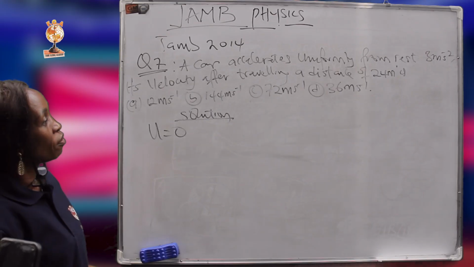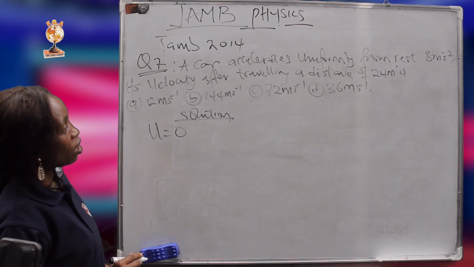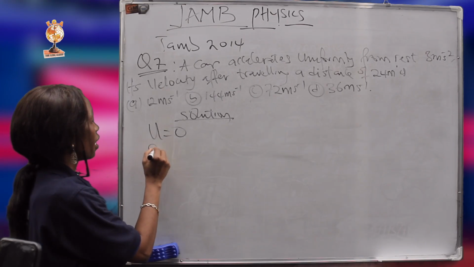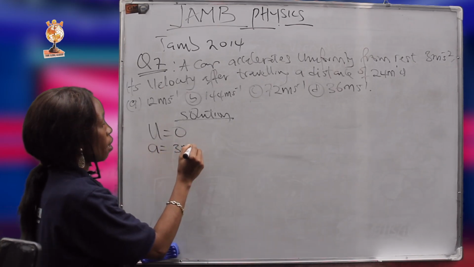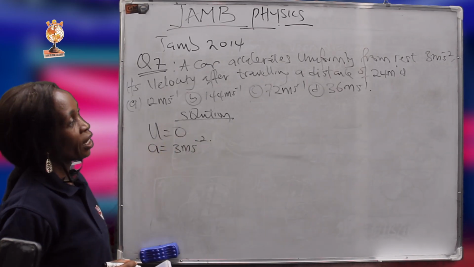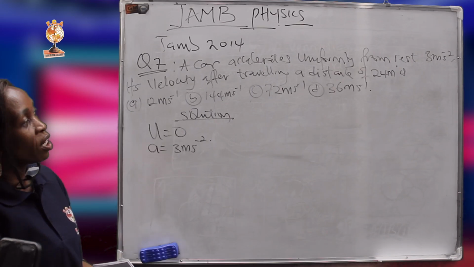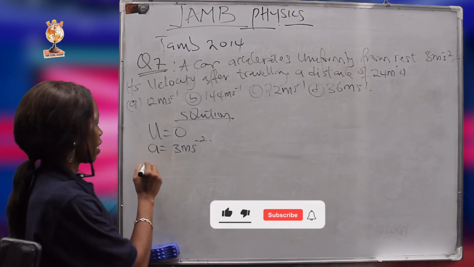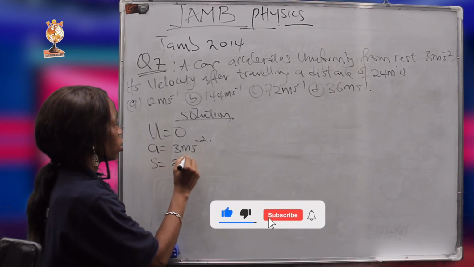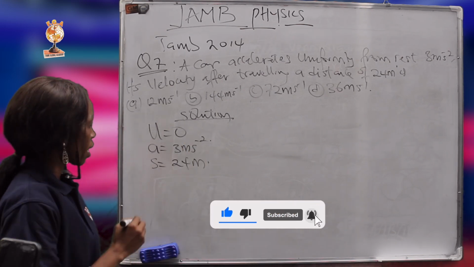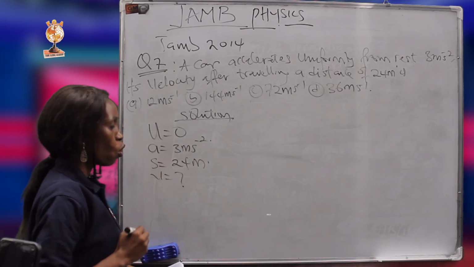What else is also given? We are given A, acceleration. A is equals to 3 meters per second squared. What is also given? Distance, which is S, is also given as 24 meters. I am asked to find V, which is unknown.